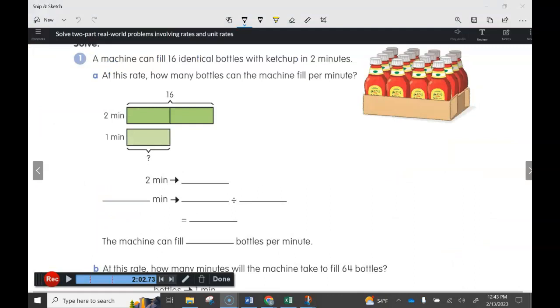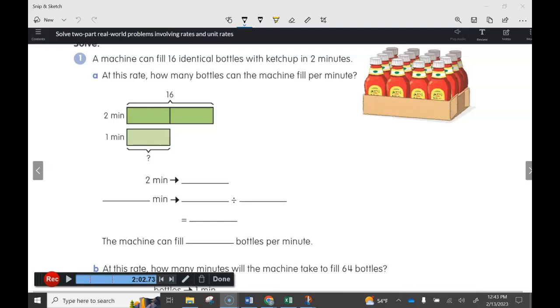Let's jump over to page 250, and we're going to take a look at the problem at the top of 250, practicing solving two-part real-world problems involving rates and unit rates. A machine can fill 16 identical bottles with ketchup in 2 minutes. At this rate, how many bottles can the machine fill per minute?